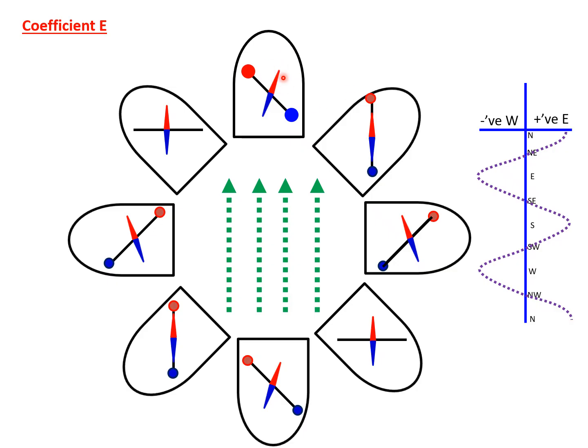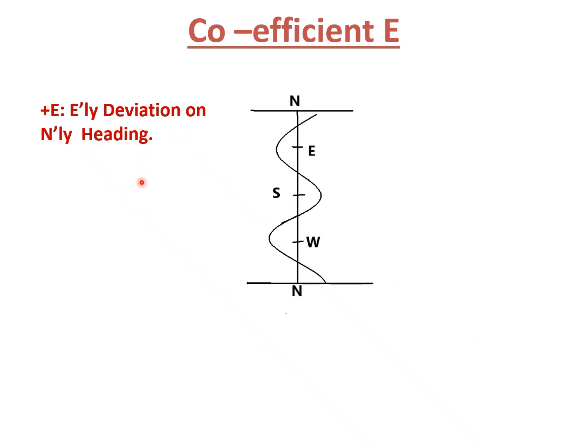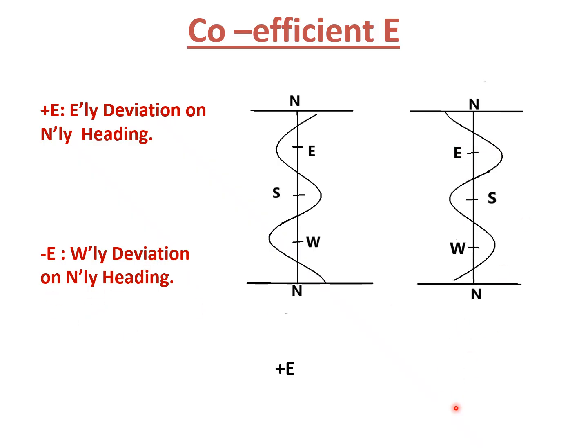You'll see that it is giving a deviation on northerly, easterly, southerly, and westerly headings, and on all other headings it is giving us no deviation, right? So that's why we're getting a cos 2 curve, right? And as we know, coefficient E can be of two types, plus E and minus E. Easterly deviation on northerly heading will give us a plus E coefficient, right? And the curve will look like that. Whereas westerly deviation on northerly heading will give us a minus E coefficient, and the curve will look like that.